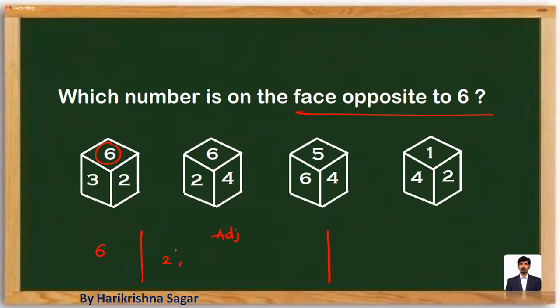2 is adjacent here, 3 is adjacent here. And for 6, what are adjacent? 2 is adjacent, 4 is adjacent. For 6, what are adjacent? 4 is adjacent, 5 is adjacent. So 2, 3, 4, 5 are adjacent to this. Whatever number is leftover will be treated as opposite.